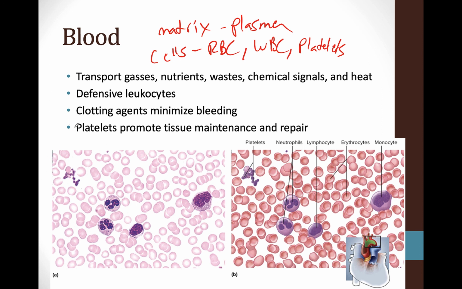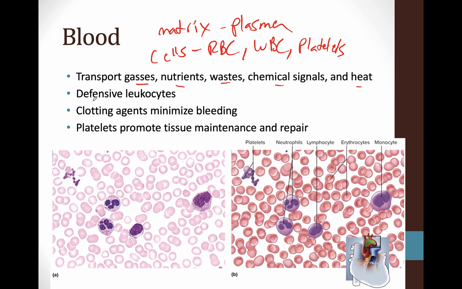So blood is found in the heart, arteries, and veins, and it's going to mostly be involved in transport. So gases like oxygen, carbon dioxide, nutrients from our food, helping us get rid of wastes in the kidney and liver, sending chemical signals like hormones from our brain to all of the other parts of our body, and then transporting heat. So one of the things that happens when we're really warm is you get red, and that's because the blood vessels near your skin dilate to help get rid of the heat.